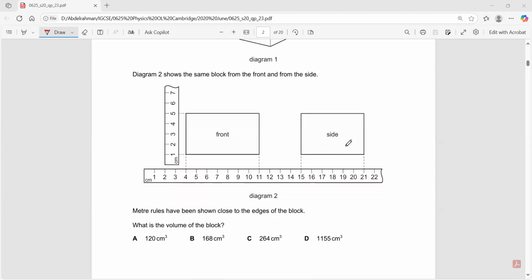Yes, the volume would be the length times width times the height. The height would be the difference from 1 to 5, which is 4. The length, for example, would be from 4 to 11, which is 7, because you subtract, and then the width would be from 15 to 21, which is 6. So when you multiply 4 times 7 times 6, this would give you a volume of 168 centimeters cubed.